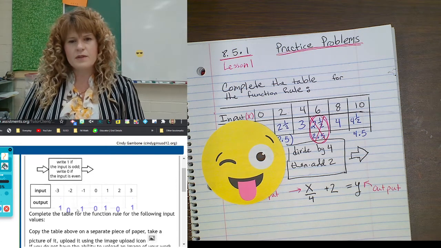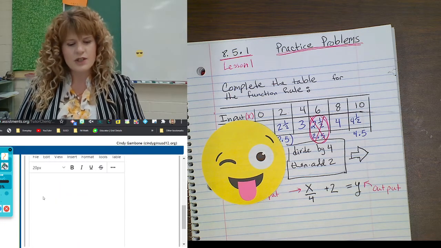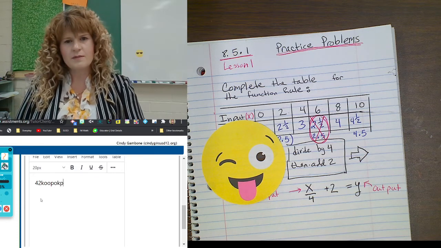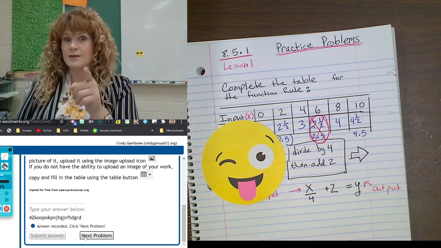Okay, in order to go to the next problem, I have to submit an answer. I already showed it to you on my screen, so I'm just going to submit some mumbo jumbo in order to keep going, but you can't do that.